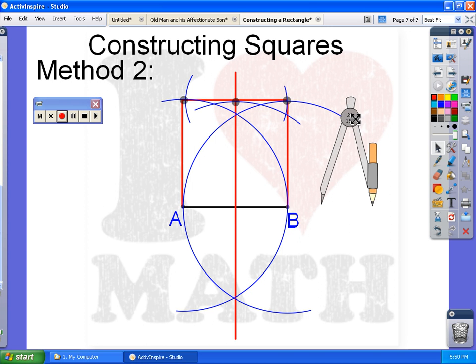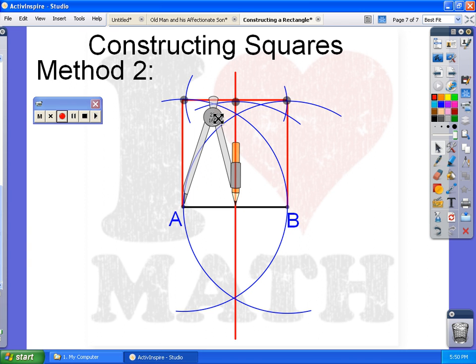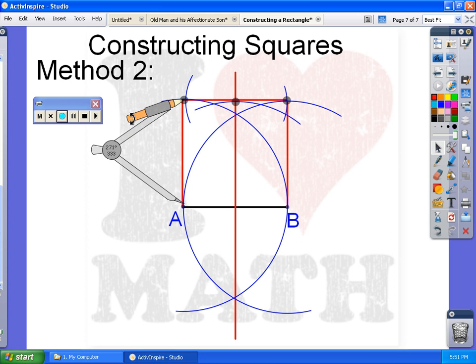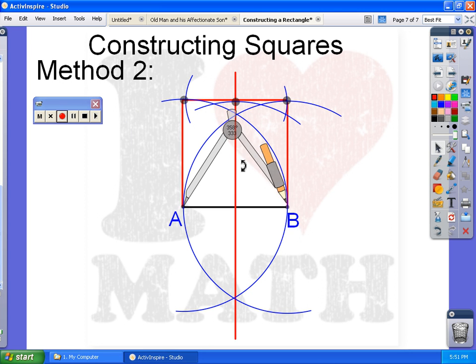Placing my compass on point A, just as we did in method 1, I'm going to extend out to point B. I'm going to rotate my compass around and see if the length of the left side is the same as the length of the right hand side. And again, looking at this, I can tell that they are the same. Moving my compass back to point A, I'm rotating down, and I'll go ahead and check the top portion of my square, and I can tell that the top of my square is also congruent to line segment AB.